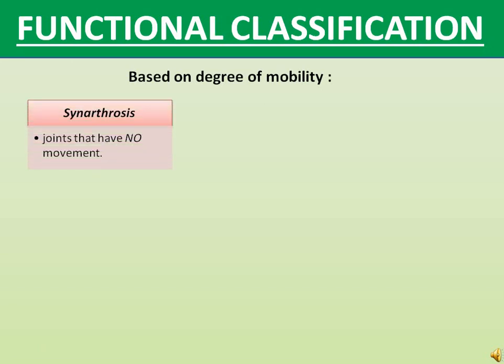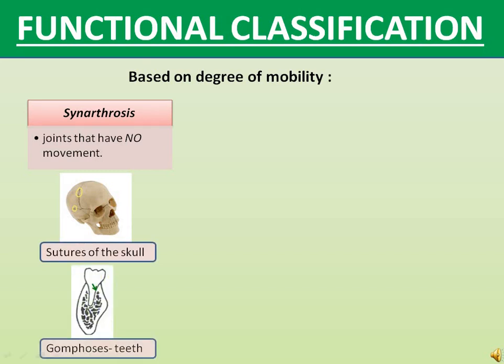So the joints of the human body can be classified on the basis of their function, that means based on the degree of mobility they possess. So in this, first we have the synarthrosis joints. So these are the immovable joints, that means the joints that have no movement at all. And the examples are the sutures of the skull and the gomphoses. So gomphoses, these are the joints which are present between the teeth and the jaws.